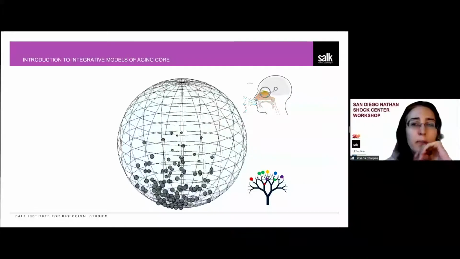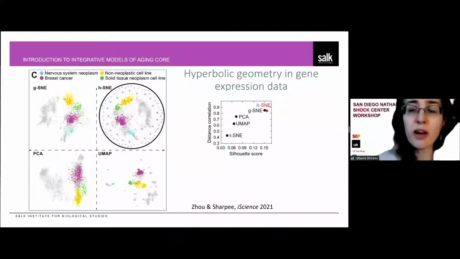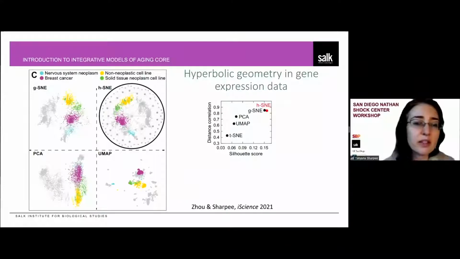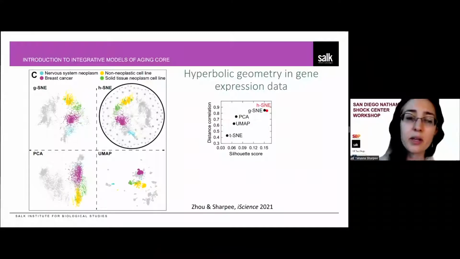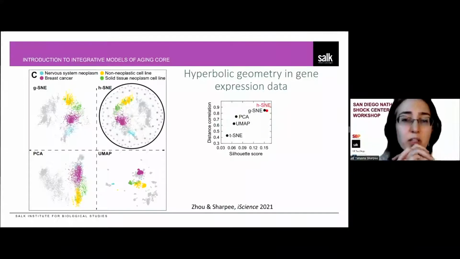We also find, using these methods, that taking into account this hyperbolic geometry leads to quantitatively better visualization of the data compared to standard methods such as t-SNE. Many of you have heard of it, or maybe have used UMAP. So these are quantifications of how the distances are preserved after the low dimensional embedding.